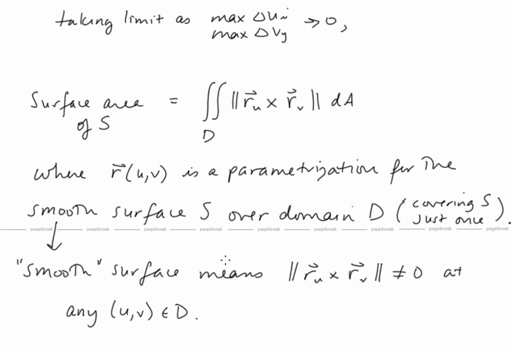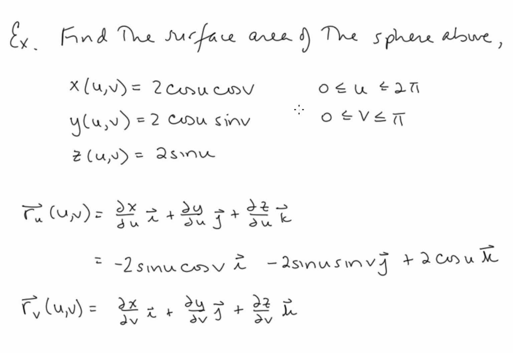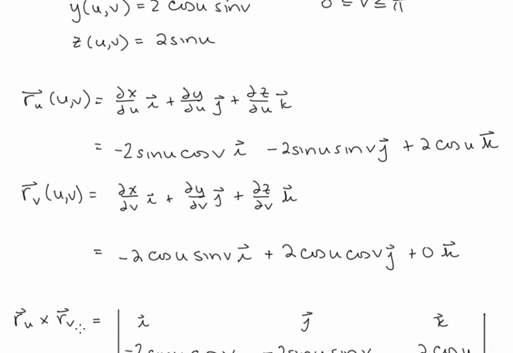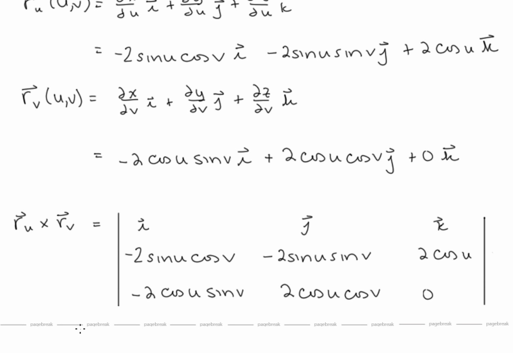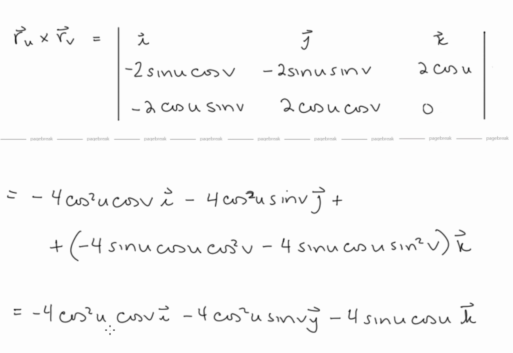So let's take a look at computing the surface area for the sphere we described above. We said this is its parametrization, which gives us the vector functions r u and r v here. So we need to take the cross product and simplify. So we're here. And now we need the magnitude of this vector.